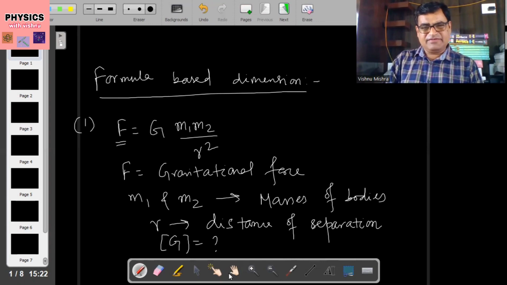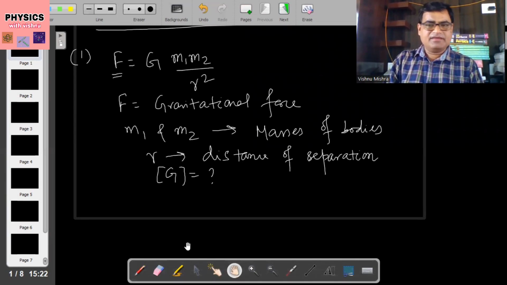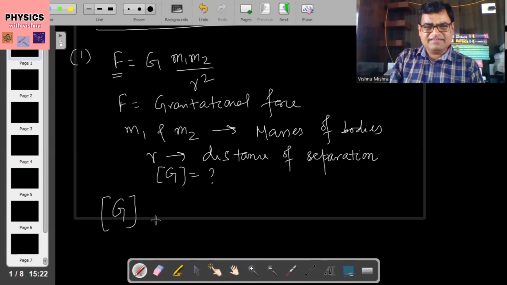Find out yourself first. See how to find out. Find out quickly. G is equal to what? G is F r square divided by M1 into M2.